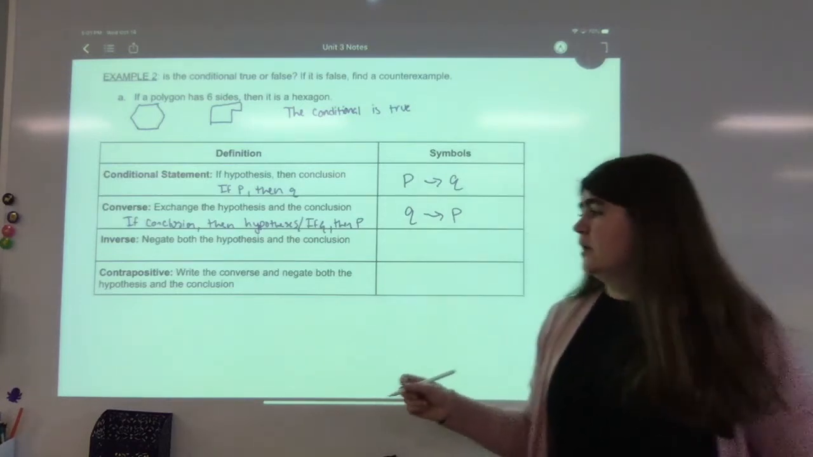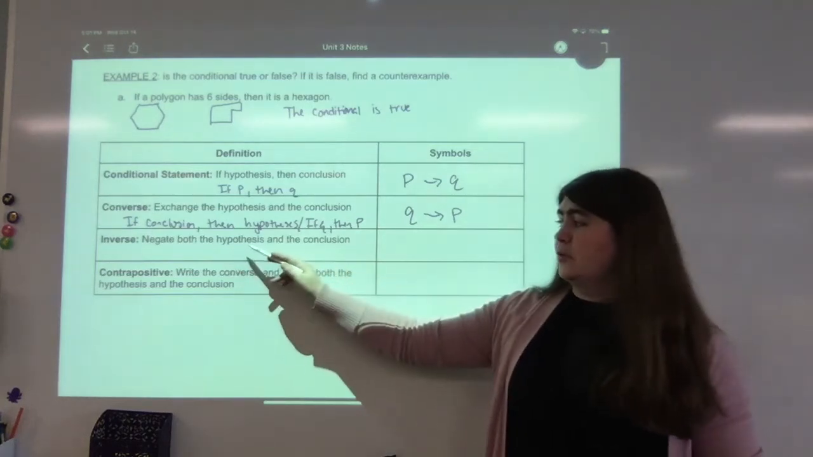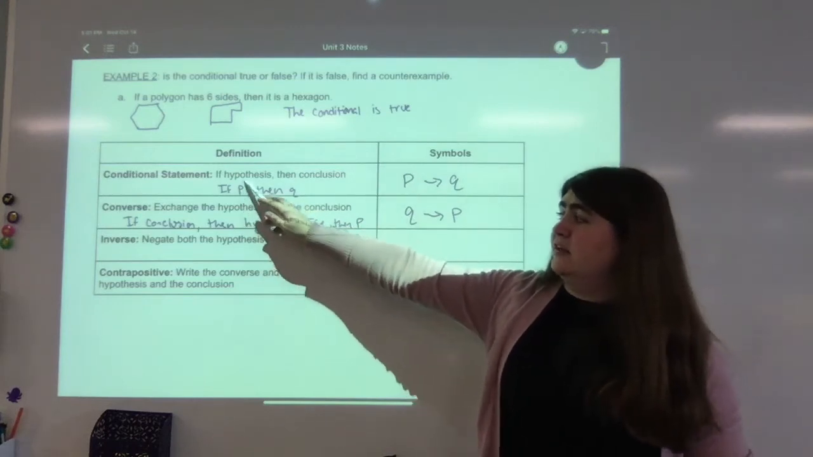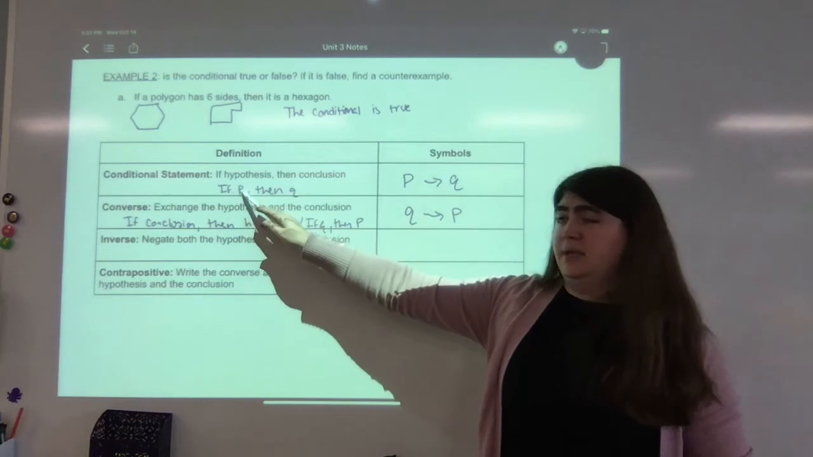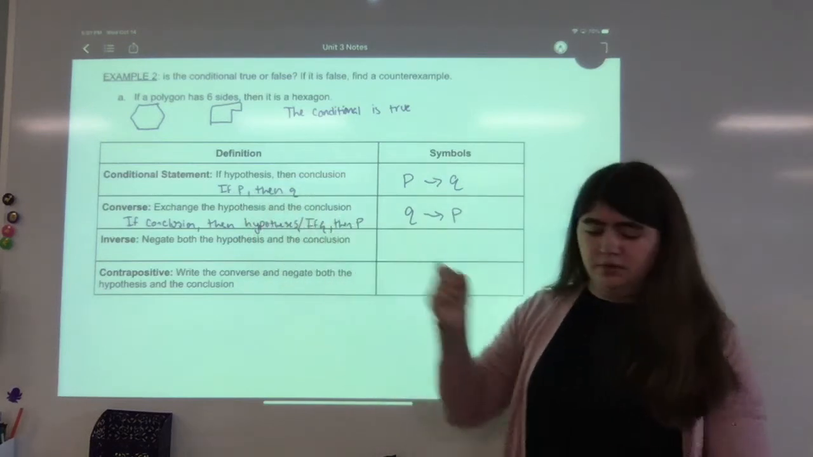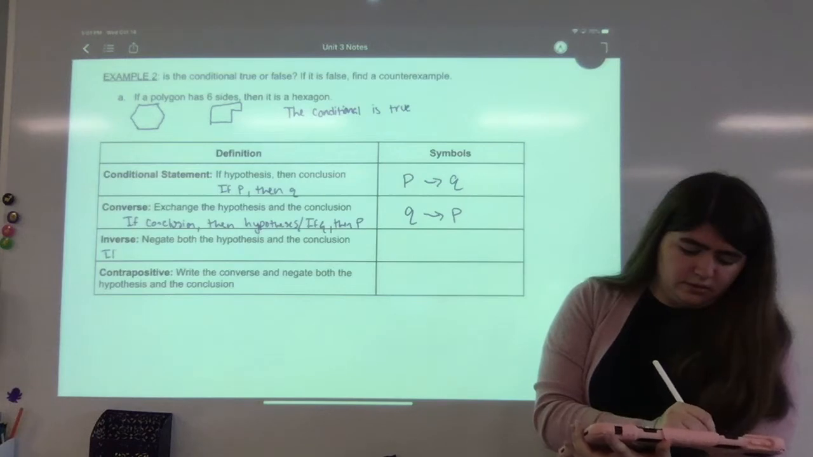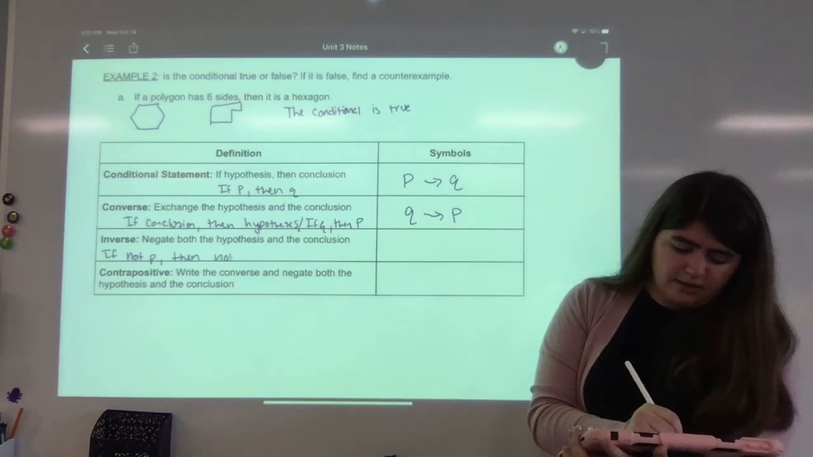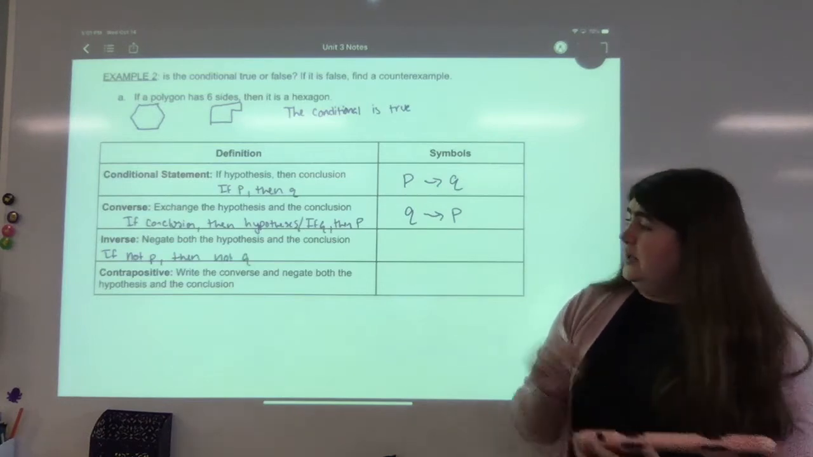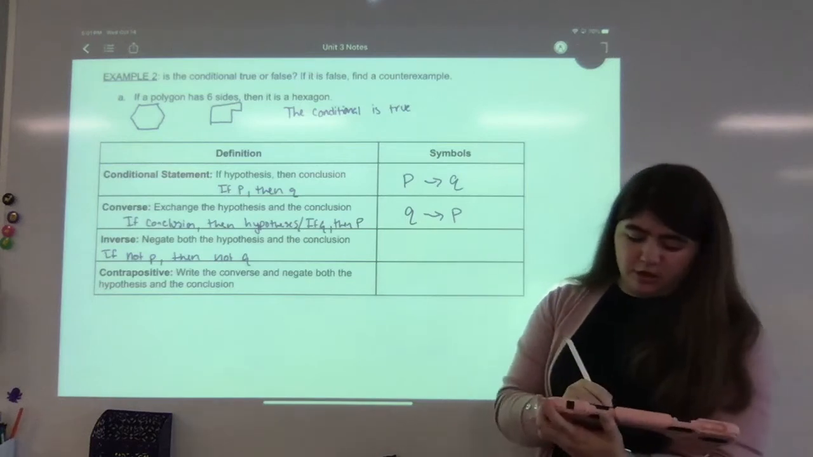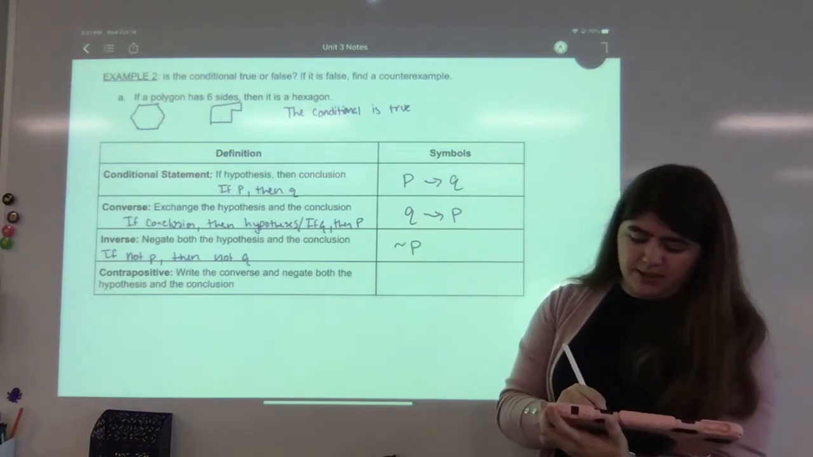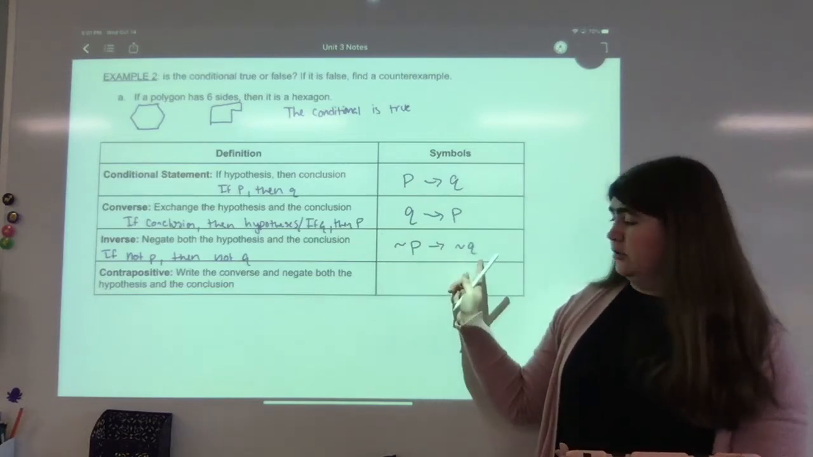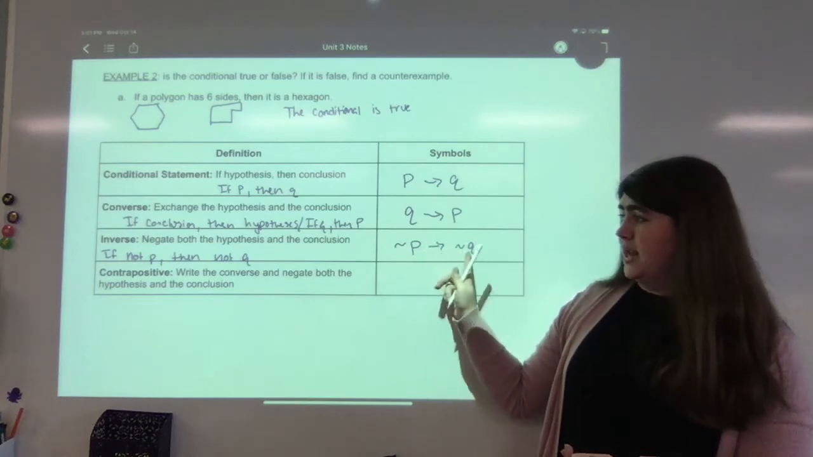The inverse statement is something that negates both the hypothesis and the conclusion. So we come back up to the conditional statement, and instead of saying if P, we're going to say if not P, then not Q. So we draw a negated P and Q using something called a tilde. So I have if not P, then not Q.